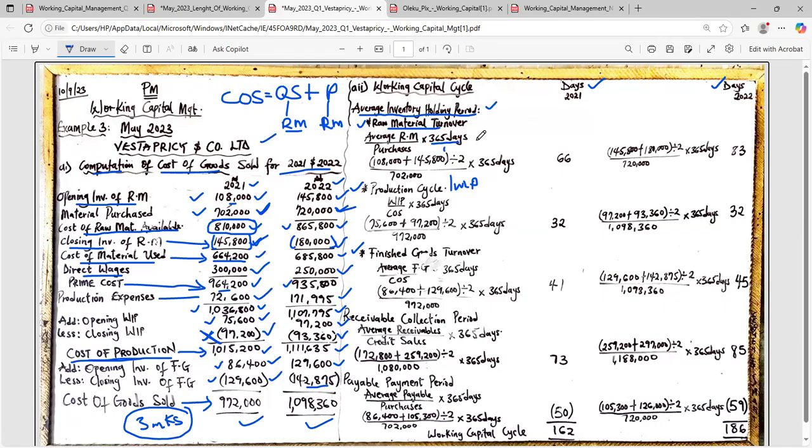Now let us pause. Why am I using average raw material? I can just use the raw material for 2021 as I calculate for 2021, and the raw material for 2022, which is the closing materials. Why am I using average? Based on the question, I might use average. Come back to the question.